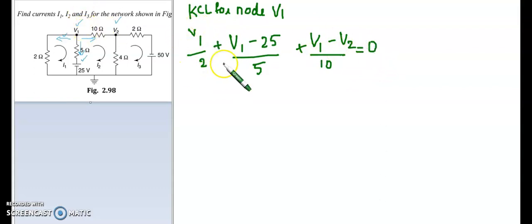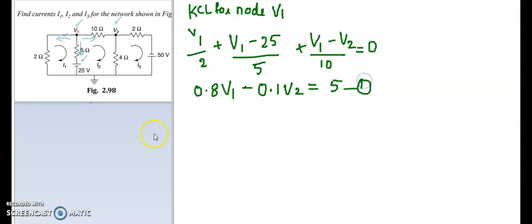So, we have taken all the 3 currents as positive because we have taken the currents as moving out of the junction. Now we can rearrange this equation as 0.8 V1 minus 0.1 V2 is equal to 5. This is equation number 1.